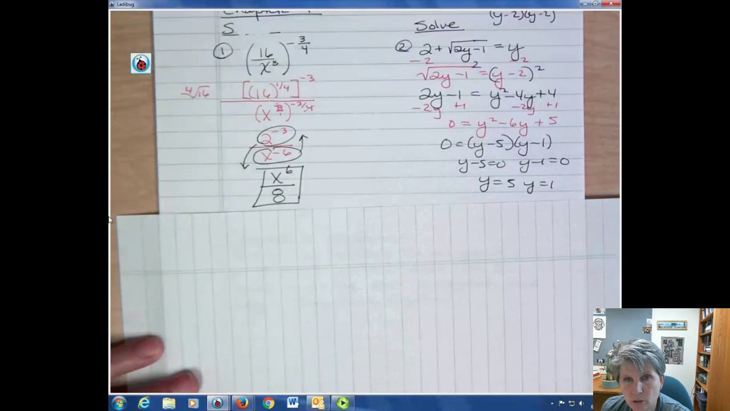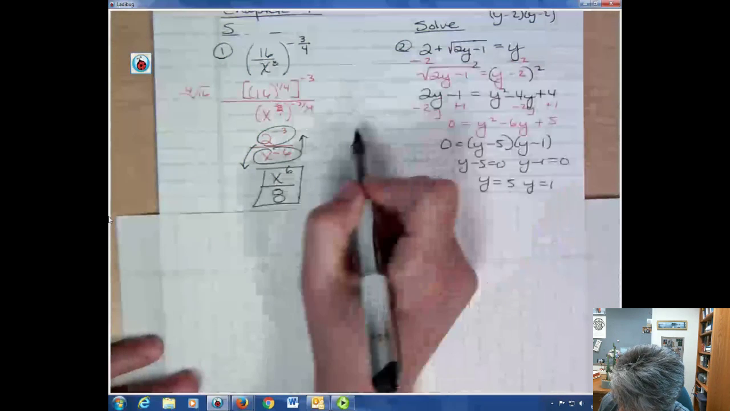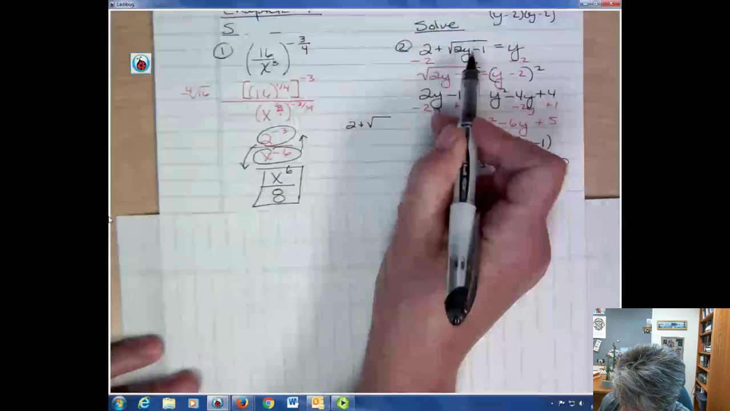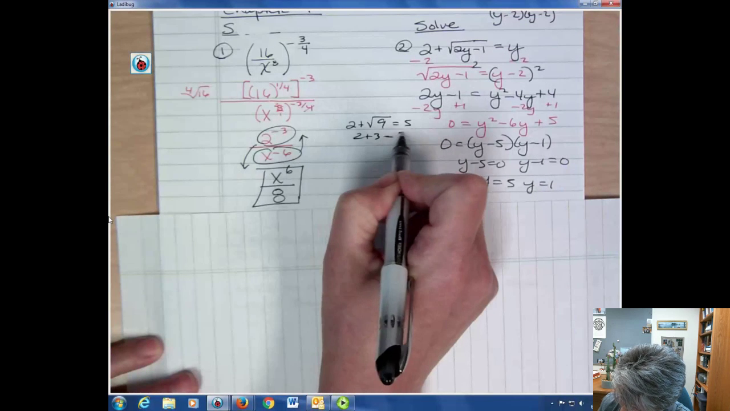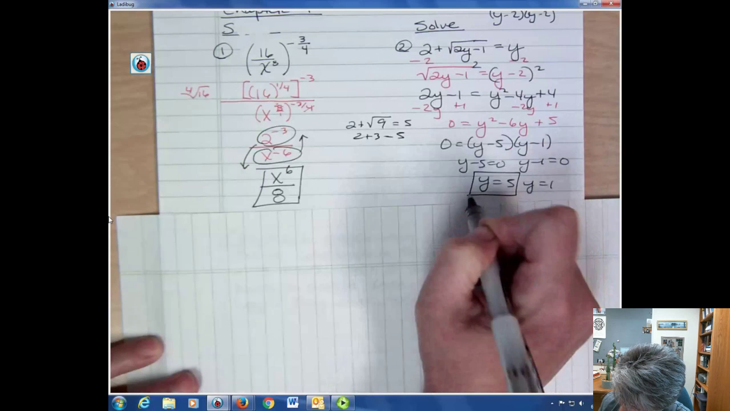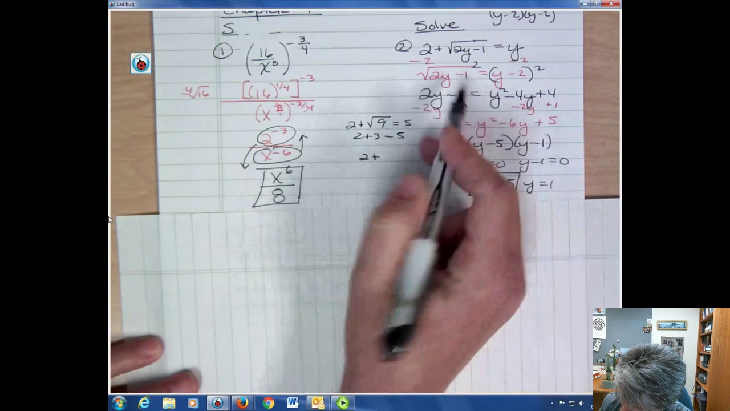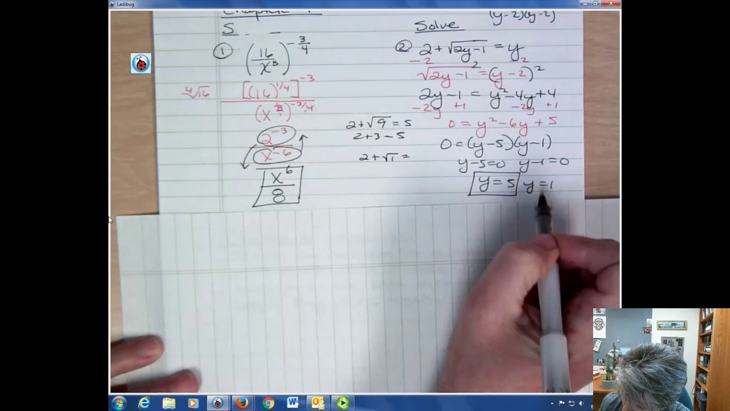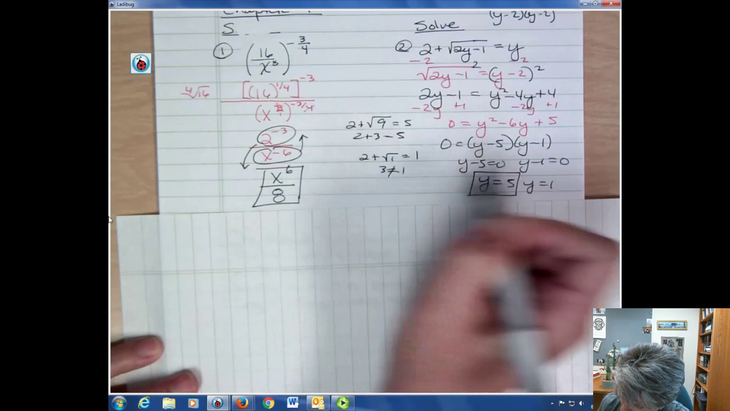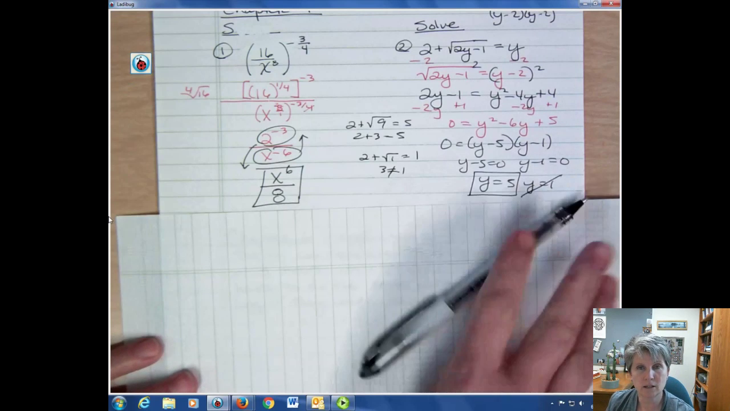And those are my two answers, but remember, we started off with an equation to the first power, so I really should only be seeing one answer. So I have to make sure that they both work. So I can go back and plug in the 5. 2 plus the square root of 2 times 5 is 10, minus 1 is 9, should be 5. 2 plus 3 is 5, that one works. And then plug in the 1. 2 plus 2 times 1 is 2, minus 1 is the square root of 1 equals 1. That's 3 equals 1, doesn't work. So I just have the one single answer.